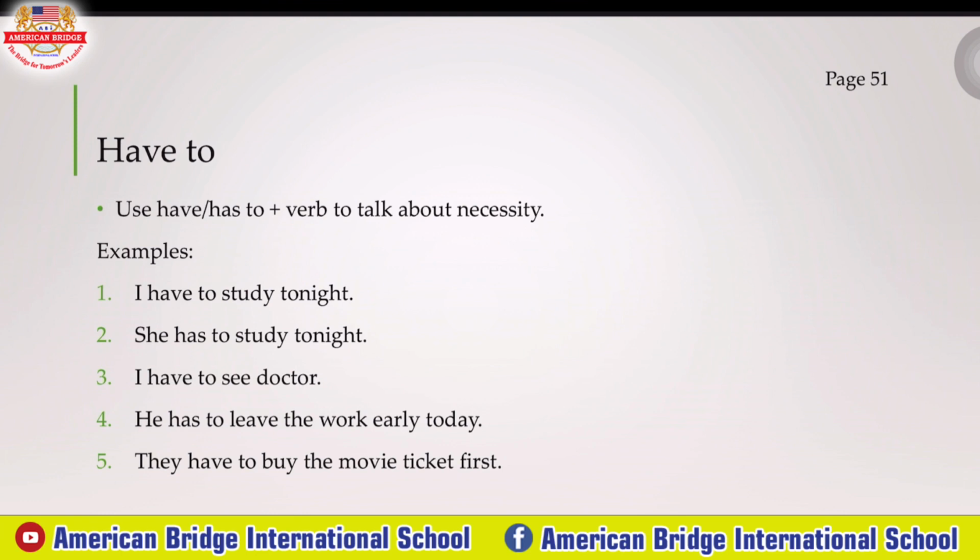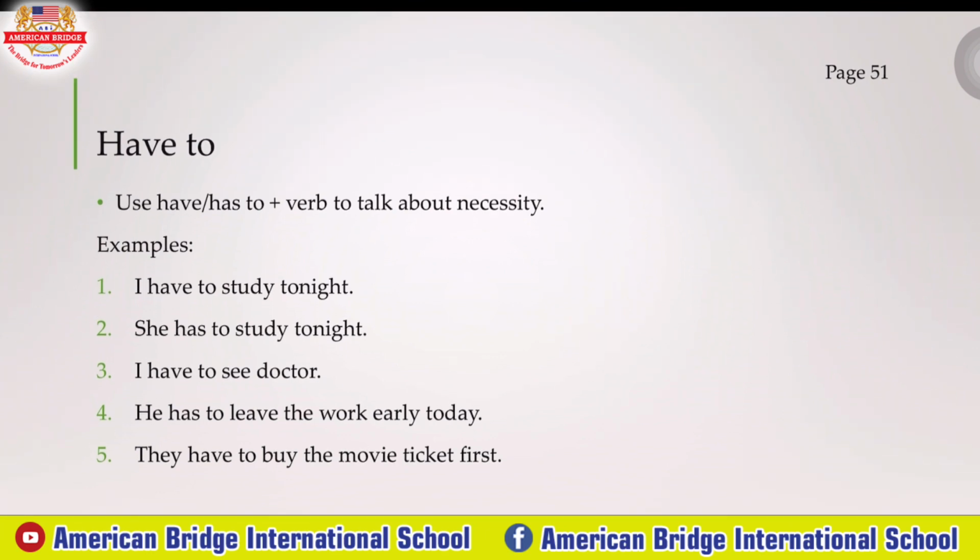Let's see the examples together. 1, I have to study tonight. 2, she has to study tonight. Let me give you the detail about these examples. The first example, I have to study tonight. This is really important because maybe tomorrow you may have the exam or the final exam, right? So that's why you have to study tonight.